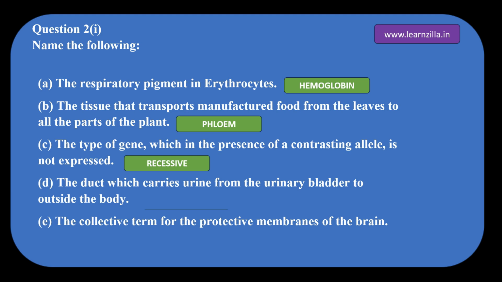The duct which carries urine from the urinary bladder to outside the body. Simple, direct. Answer is urethra. The collective term for the protective membranes of the brain is called as? Yes, the answer is meninges.